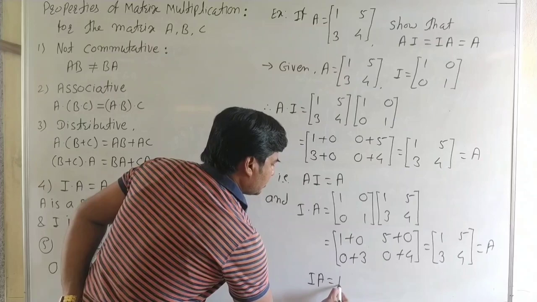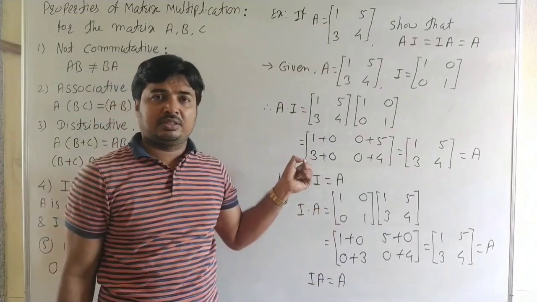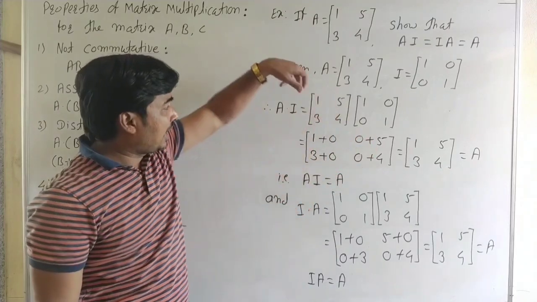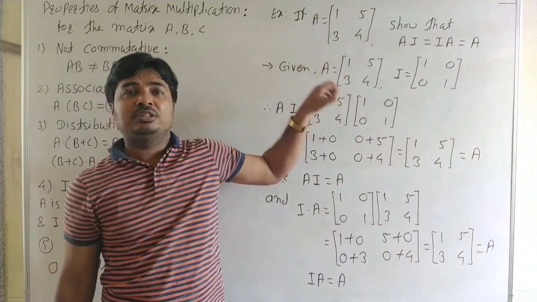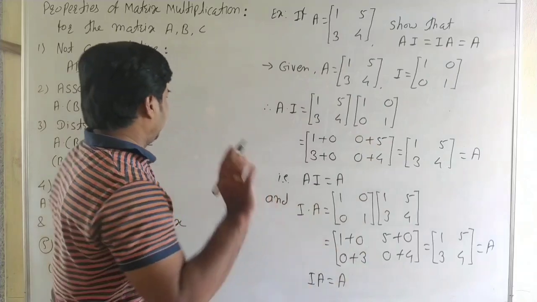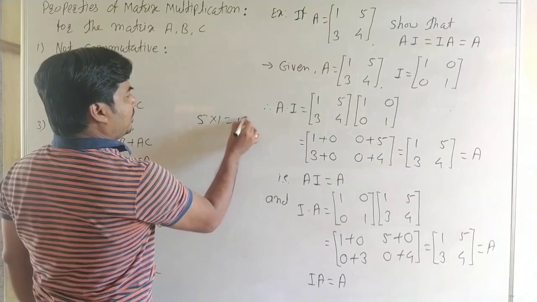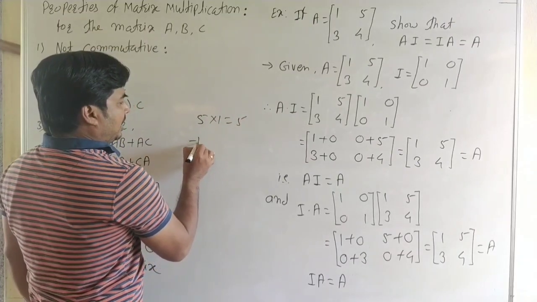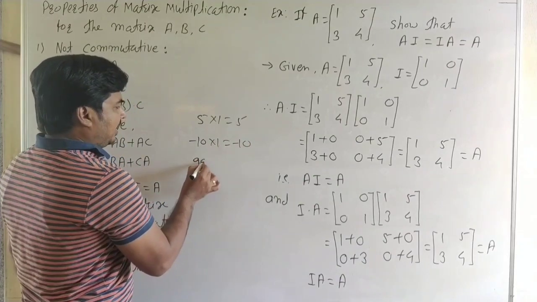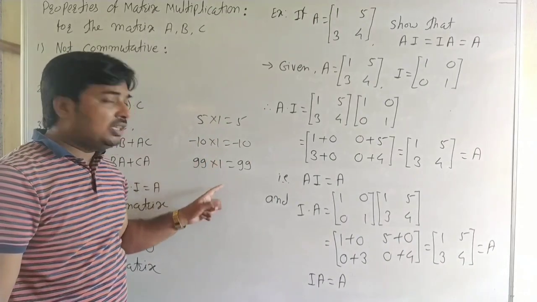I into A is also A. When we multiply any matrix with the identity matrix, we get the matrix itself, because the identity matrix is a unit matrix, a unit element, that is the 1. In general, 5 into 1 is 5, minus 10 into 1 is minus 10, and 99 into 1 is 99.